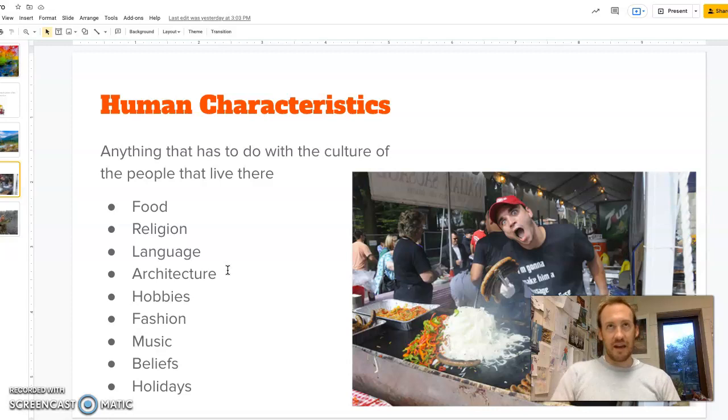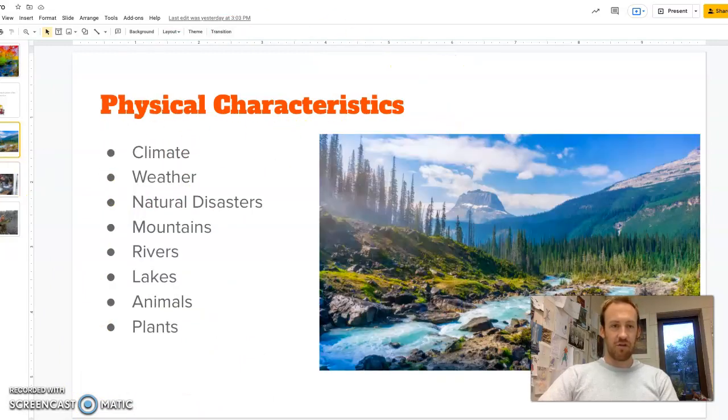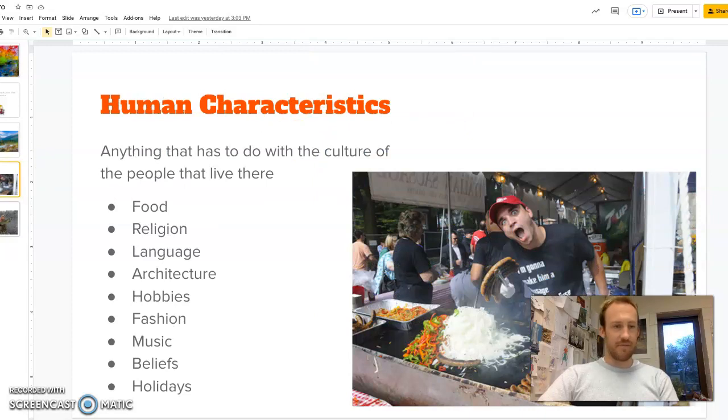So if I'm walking in a neighborhood in Japan, the houses are certainly going to look different than if I'm walking in a neighborhood in Blaine. We look at what hobbies they have, what their fashion is, what music they listen to, just overall cultural beliefs, what holidays they celebrate. All of these were created by humans, and so they are human characteristics. So again, if it's created by nature, physical, created by humans, it is human.